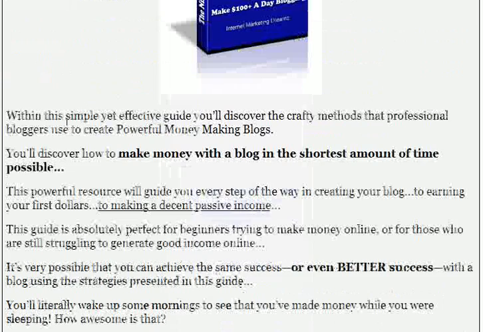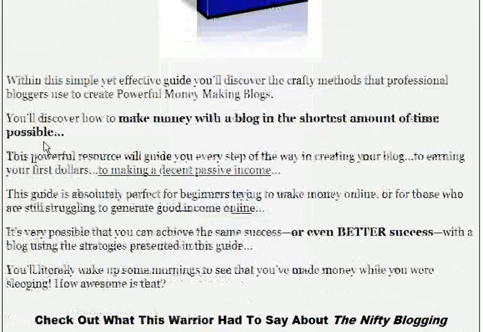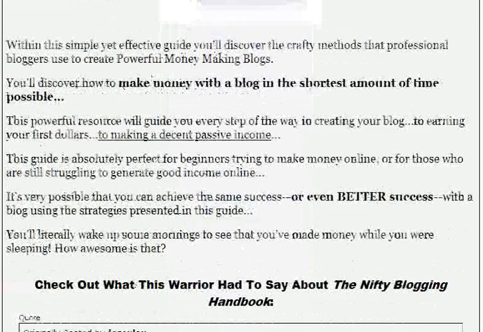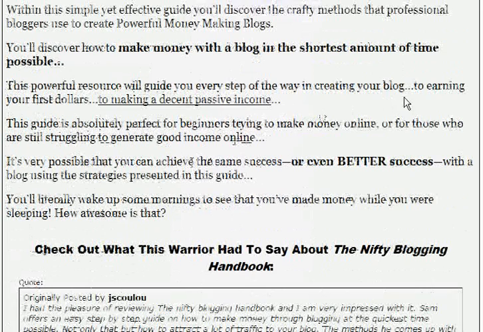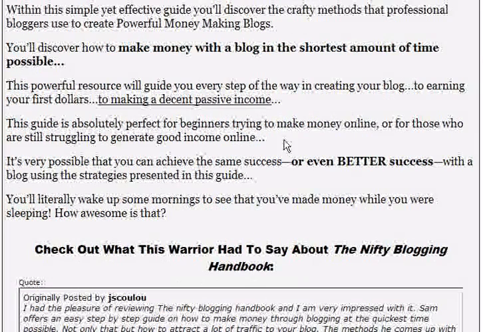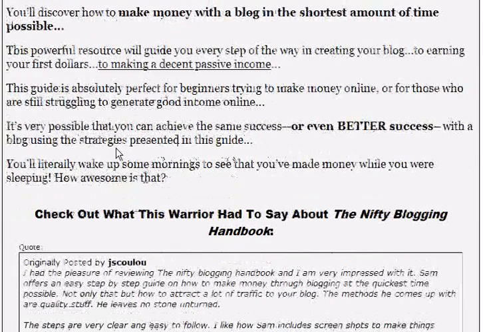Okay, ebook cover. Within this simple yet effective guide, you'll discover the crafty method that professional bloggers use to create powerful money-making blogs. You'll discover how to make money with a blog. One of these powerful resources will guide you every step of the way, and so forth. The guide is absolutely perfect for beginners trying to make money and who are still struggling to generate income.